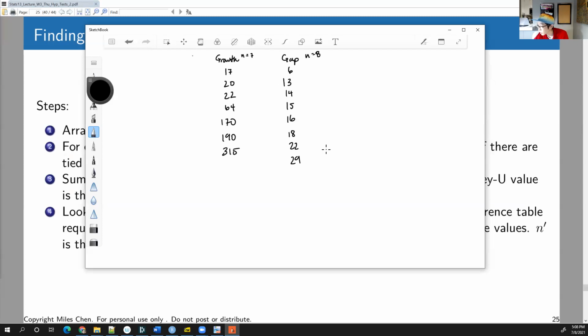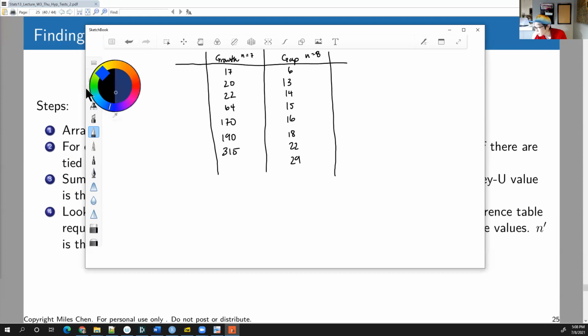Okay, so what we're gonna do is, for every value, look at the other column and count how many values in the other column are less than this number, right? So how many values are less than 17? So we've got 6, 13, 14, 15, 16. We've got 1, 2, 3, 4, 5. So I'm going to put 5 values in the other column are less than 17.